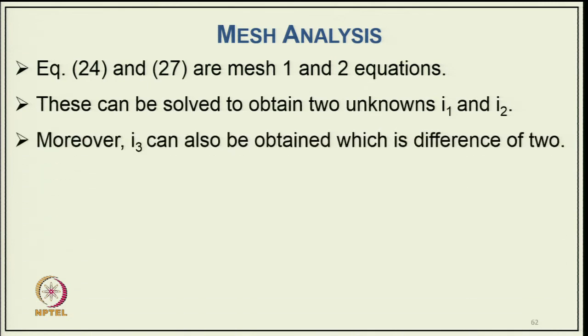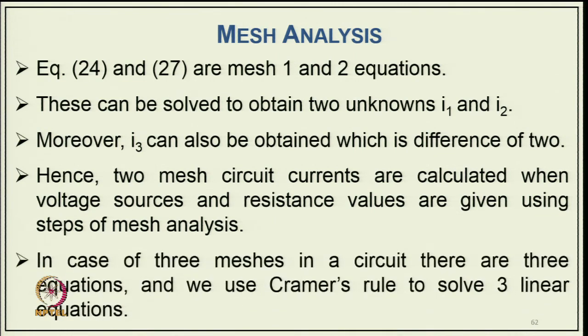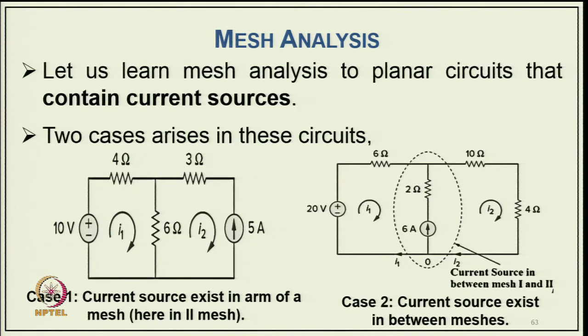Moreover, I 3 can also be obtained, which is the difference of the two, and hence the two mesh circuit currents are calculated when voltage sources and resistance values are given, using the steps of mesh analysis. In case of three meshes in a circuit, there are three equations. So, we use Cramer's rule to solve the three linear equations.